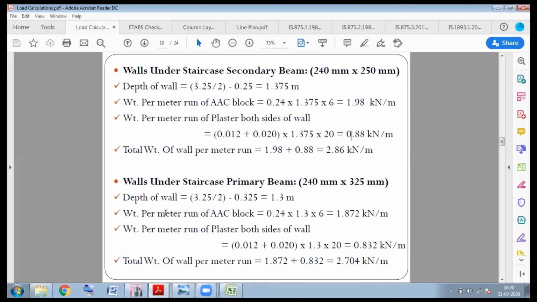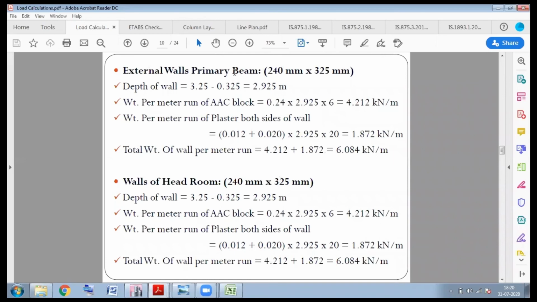So the same procedure will be followed. For the primary beam, the depth of the wall is 3.25 divided by 2 minus the depth of the beam. So here we have the depth of the wall as 1.3 meter and the weight per meter run of AAC block is 1.875. The same procedure has been followed, and here also there is the external thickness and the internal thickness. So 12 mm plus 20 mm into 1.3 into 20, that is equal to 0.832 kilonewton per meter, and the total weight of wall per meter run is equal to 2.704. And the next one is the external wall.